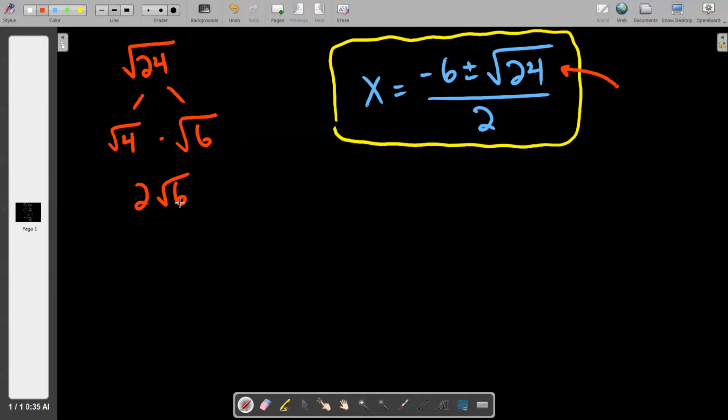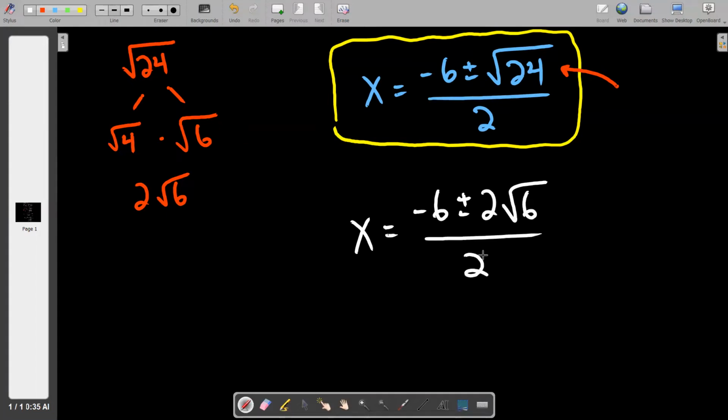Would it be x equals -6 plus minus 2 root 6 over 2? Is that how you say that? I couldn't have said it any better myself, and I'm not going to. However, I have some bad news. We're still not done.